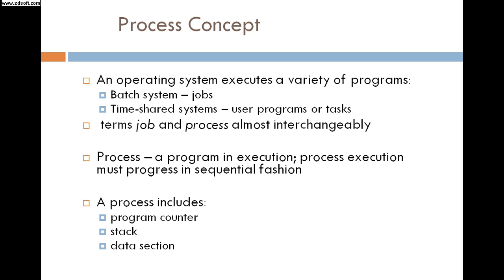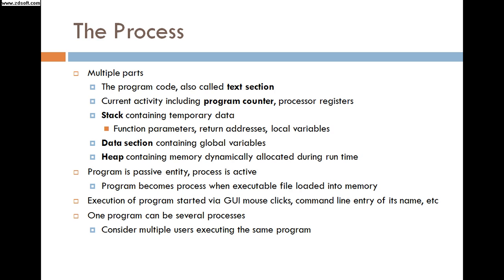In general, an operating system executes a variety of programs, such as in batch systems and in time-shared systems. So we can define a process as a program in execution, and this process execution must progress in a sequential fashion. A process includes the major parts: program counter, stack, and data section. Apart from this, there is the text section, which contains the program code.